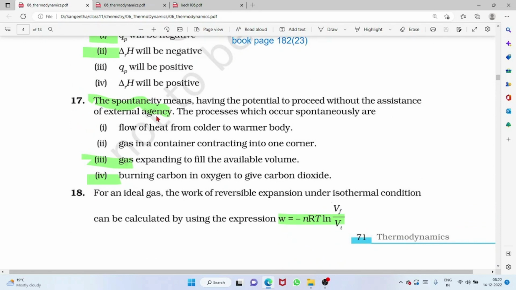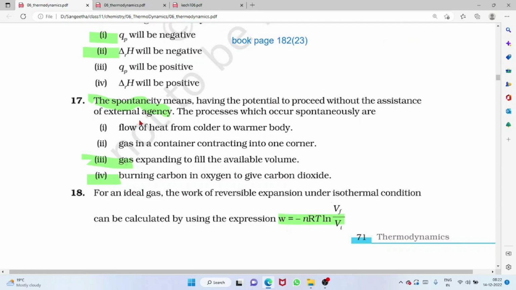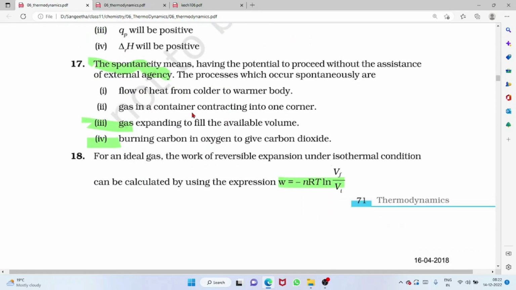Spontaneity means having the potential to proceed without assistance of an external agency. Okay, spontaneity is without assistance of the external agency. The processes which occur spontaneously: flow of heat from colder to warmer, but wrong. Gas in a container contracting to the corner, no, so that is not spontaneous. Gas expanding to fill the available volume, this is spontaneous without external agency. Burning carbon in oxygen to give carbon dioxide. Okay, these two options are the correct ones.